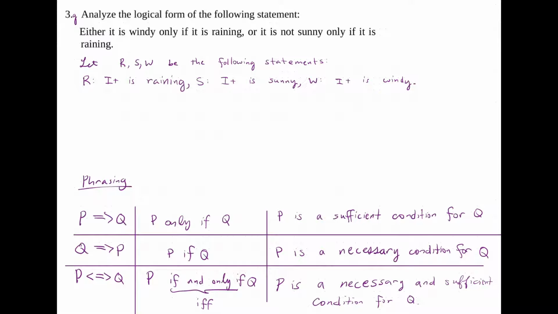Now, a comment about our book, which I sent in an email. Whenever we have either or in our text, we mean inclusive or. And so with that, we have either it is windy only if it is raining, or it is not sunny only if it is raining. Now that statement is equivalent to the following.